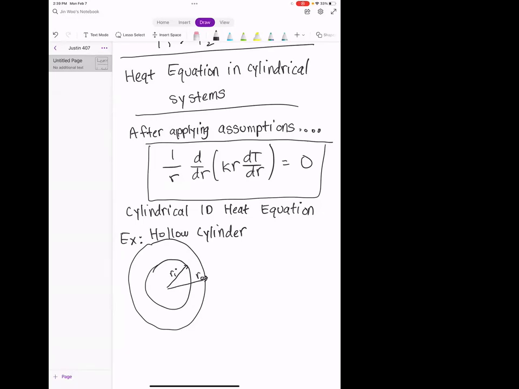This cylinder is going to have an inner radius and an outer radius, and it's also going to have prescribed temperatures. The inner surface is going to be held at temperature Ti, and the outer surface is going to be held at a temperature To. In addition to that, we know the thermal conductivity of the cylinder.